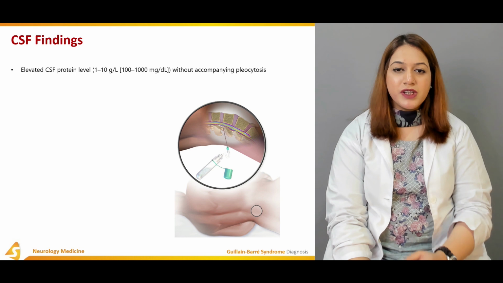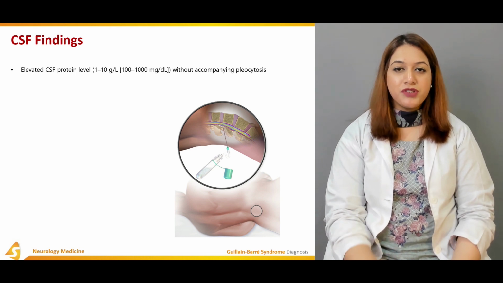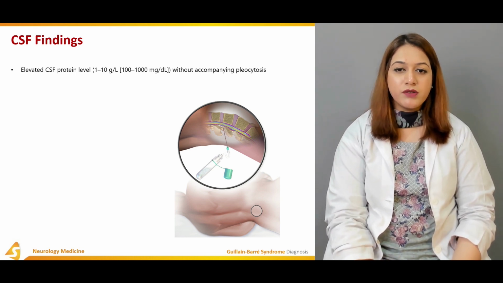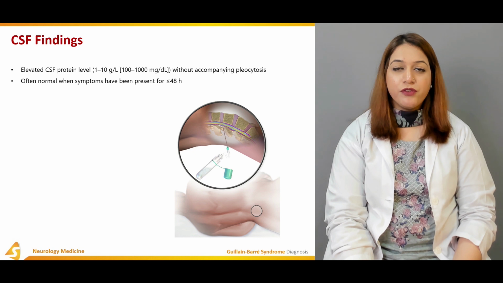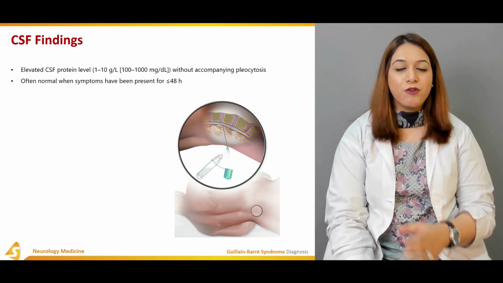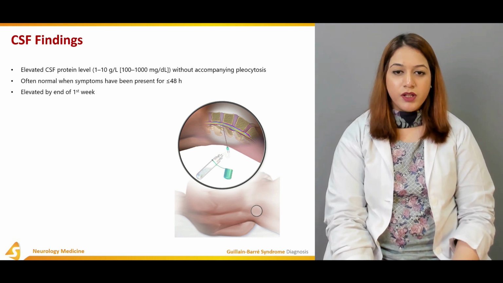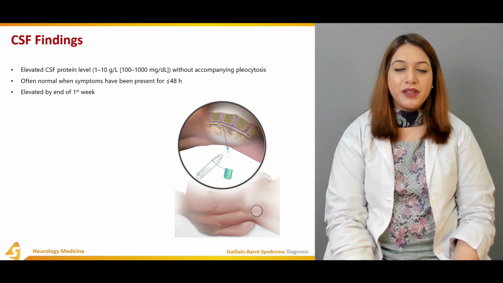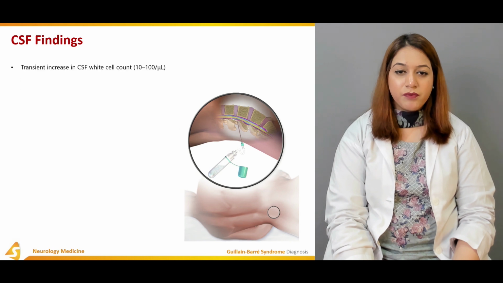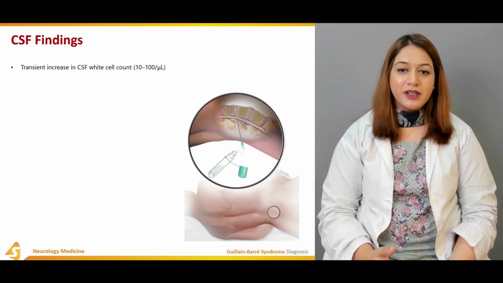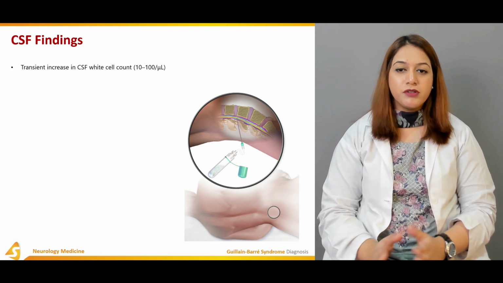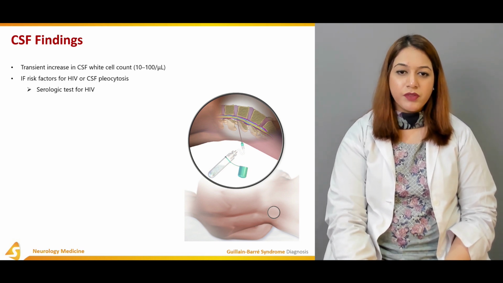Elevated CSF protein level of 1 to 10 grams per liter, or 100 to 1000 milligrams per deciliter, without accompanying pleocytosis. Often normal when symptoms have been present for up to 48 hours. These are elevated by the end of first week. And there is a transient increase in CSF white cell count from 10 to 100 per microliter.